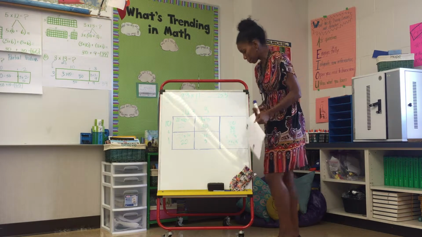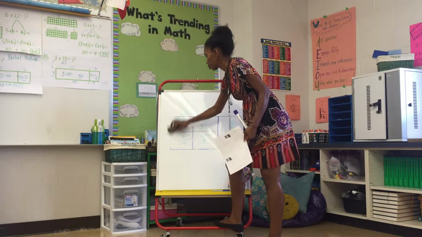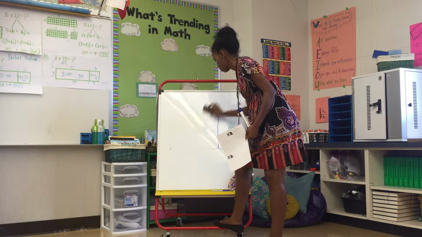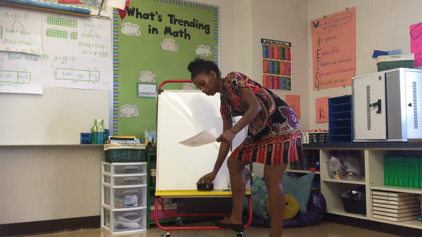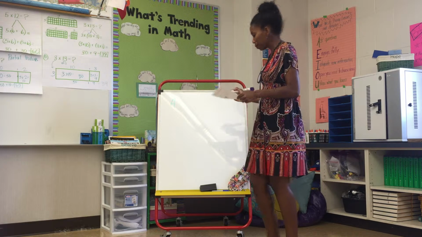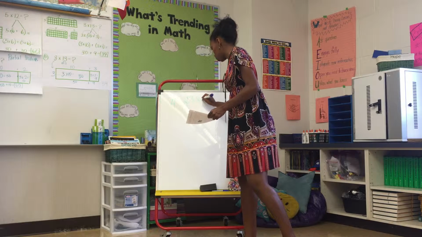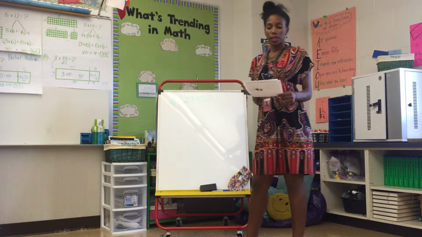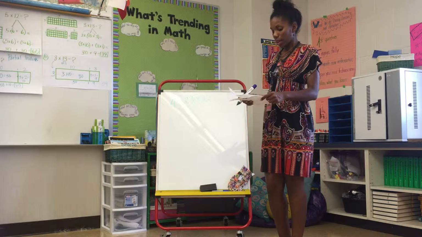Okay, first thing we do is we break our numbers out into expanded form. 20 plus 3. After that, we break our second number into expanded form. 10 plus 1. In my first box, 10 and 20 are meeting. So I'm going to multiply 20 times 10, which would equal 200.